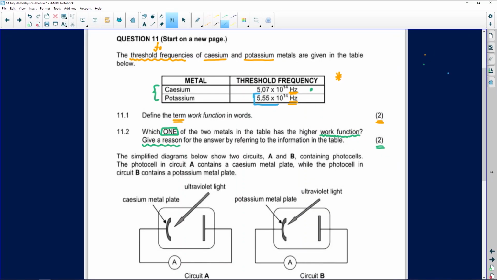It means that there was just a little bit of an oopsie there. Now, let's continue with the next one. It says, the simplified diagrams below show two circuits. Now, they've named them A and B in bold letters. It means continue naming them A and B.